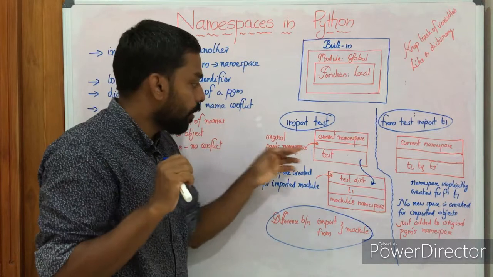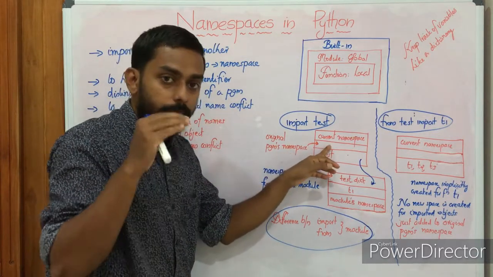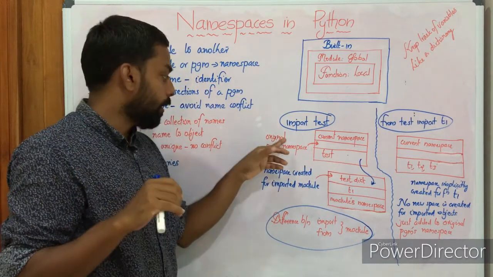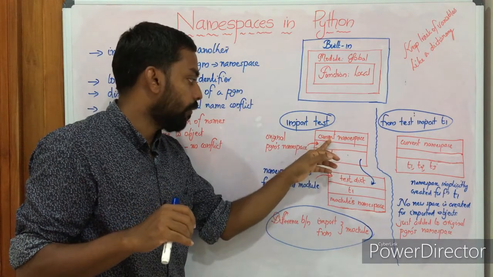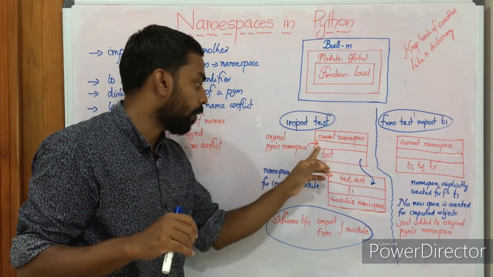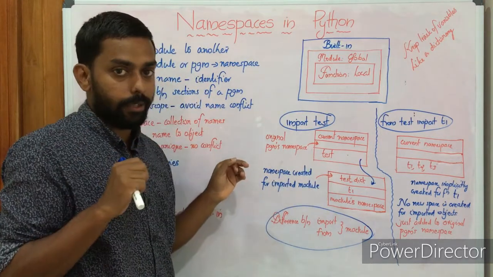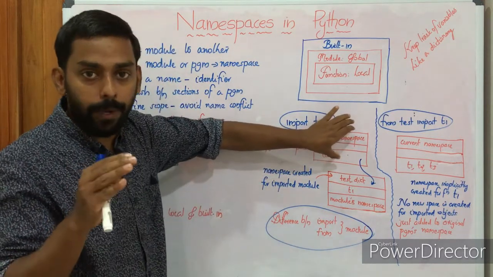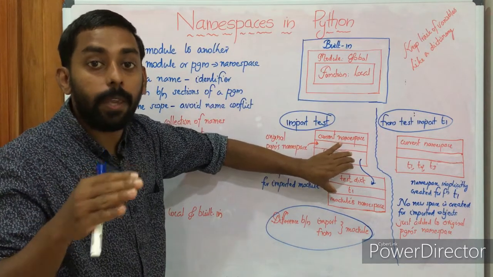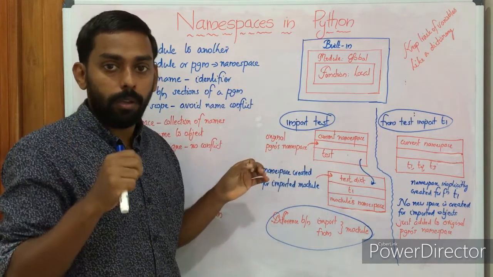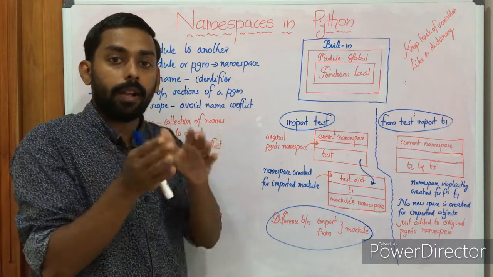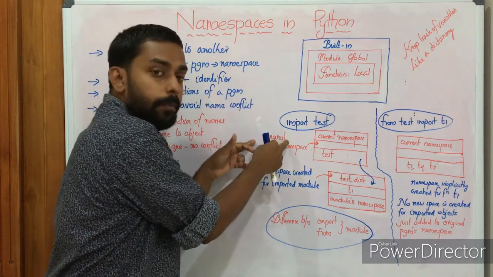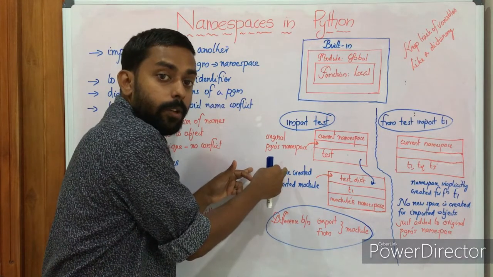Current namespace will be there. Then here is the original program namespace, plus we'll have the module test. We'll have the current namespace and space for the original program namespace, and we'll have the module test. Then a namespace is created for the imported module. Here is the current program's namespace, and here is the namespace of the imported module. We know in a program we'll have two main components: one is the current program, the original program, and here is the imported module. Here is the namespace of the original program, and here is the namespace of the imported module.